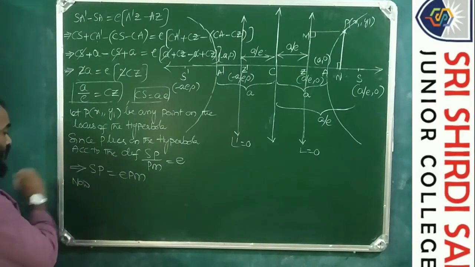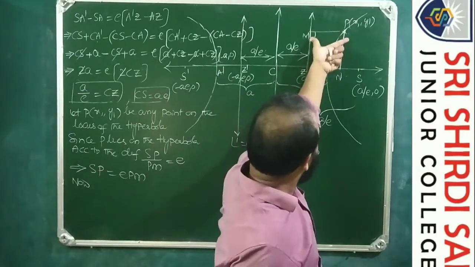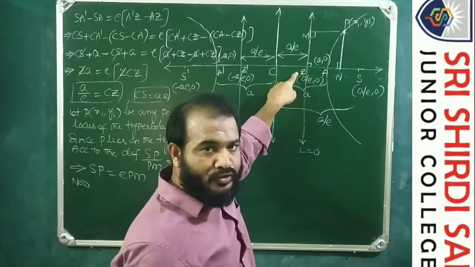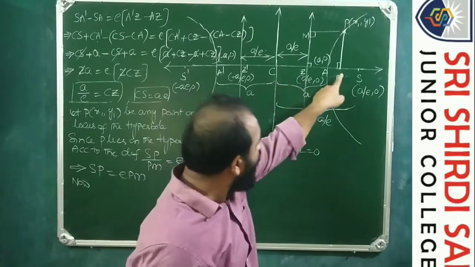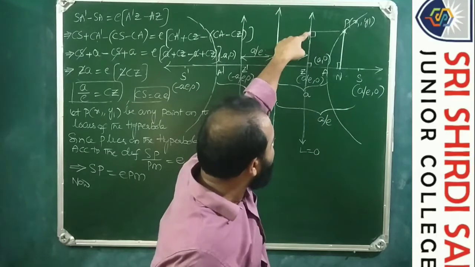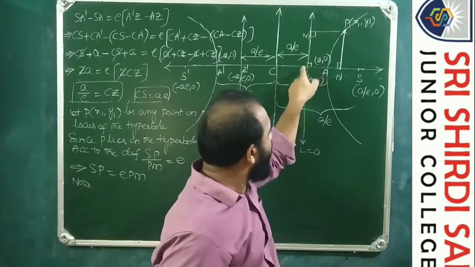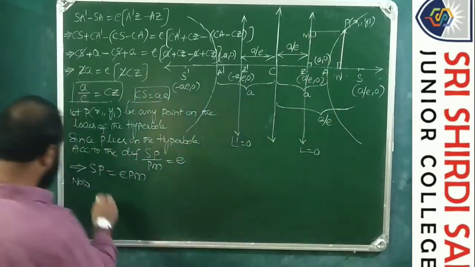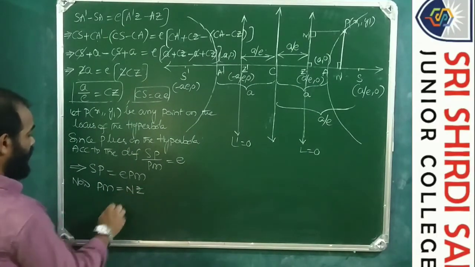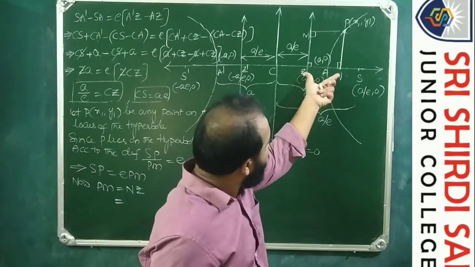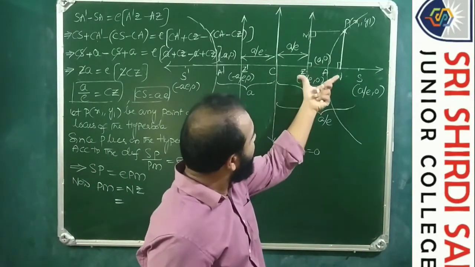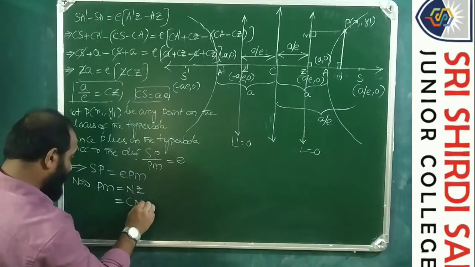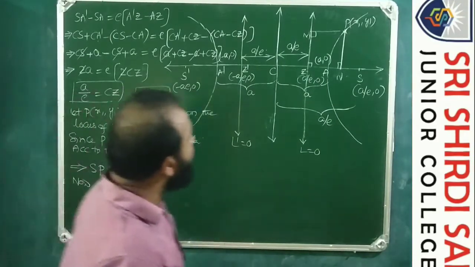So now, what is PM here? PM equals NZ, because what is Z? Z is the projection or normal or perpendicular of S on the directrix. So this is 90, this is 90, this is 90, obviously this is 90. So therefore this is the rectangle so formed. Now this PM equals NZ, can we take? PM equals NZ. So this NZ can again be written as total CN minus CZ. NZ is equal to total CN minus CZ. CN minus CZ. And what is CN here?